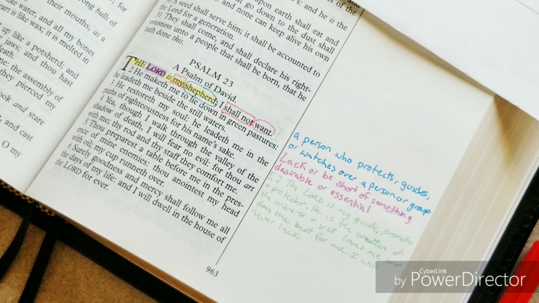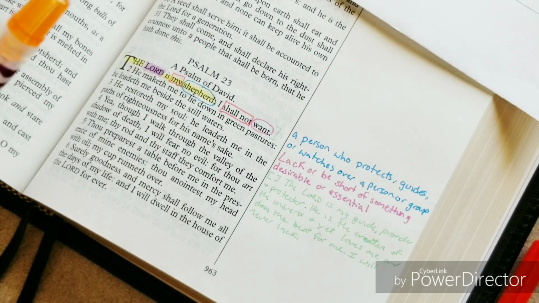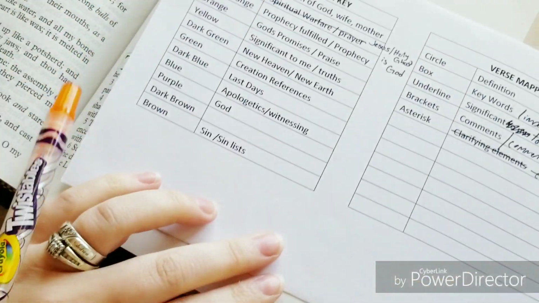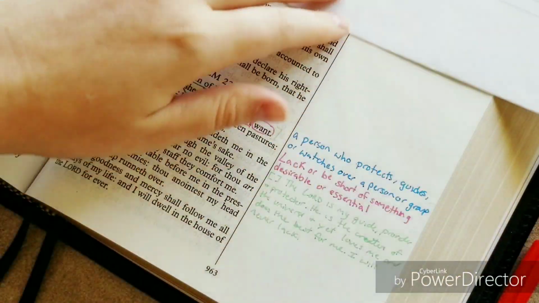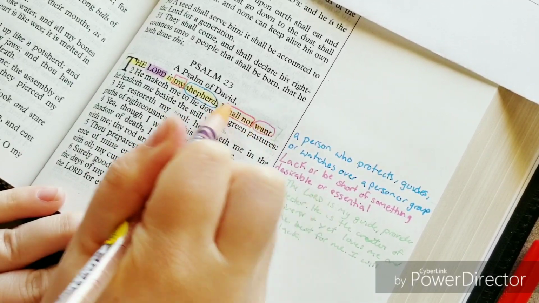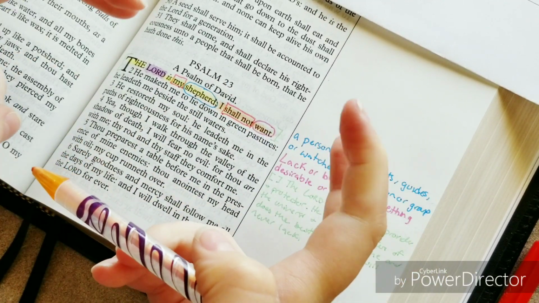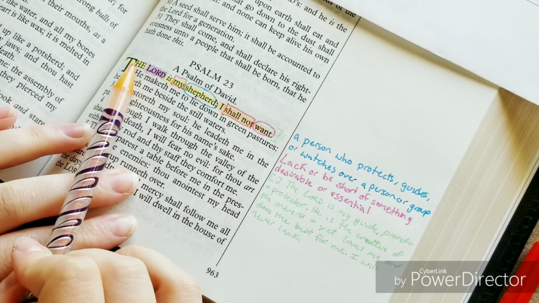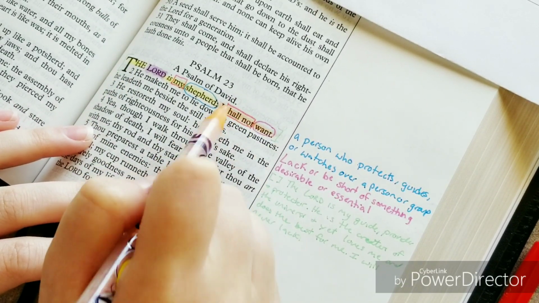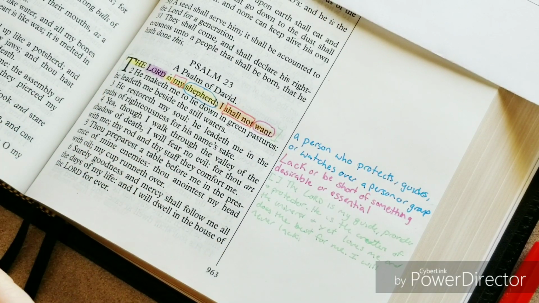And then I'm going to highlight I shall not want in orange, because orange is God's promises. So it's basically a promise to me, even though it's not exactly a promise, but I shall not want because the Lord is my shepherd. And I think that is a promise, because he's never forsaken me.